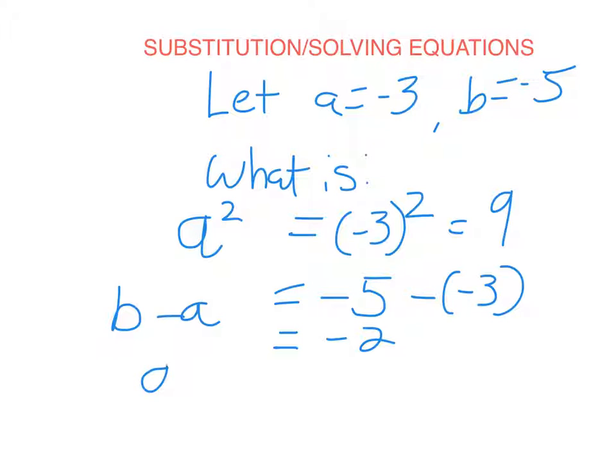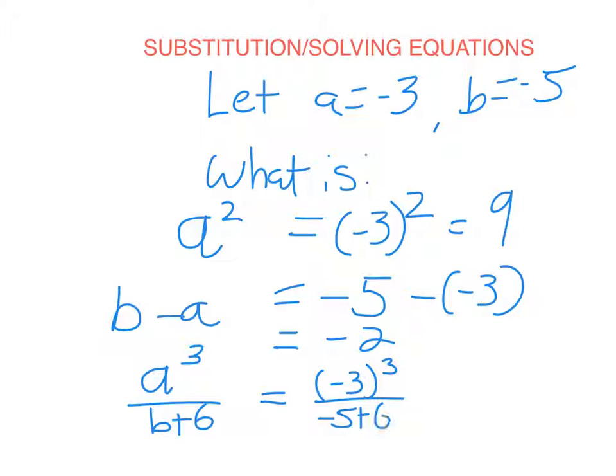Let's add something like A cubed divided by B plus 6. So A cubed is just minus 3 cubed. Again, I'm going to put it in brackets when I put it in my calculator. Negative 5 plus 6 on the bottom, and that just equals negative 27. The bottom is 1, so I don't need to write that. So how easy is that? Substitution's fine. Now we'll look at solving equations.